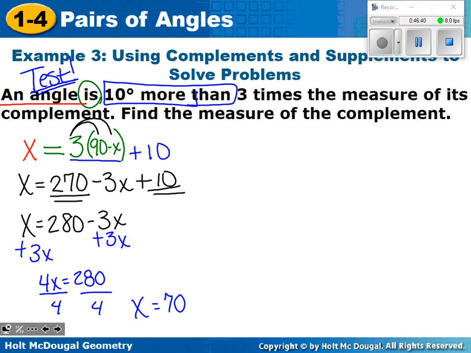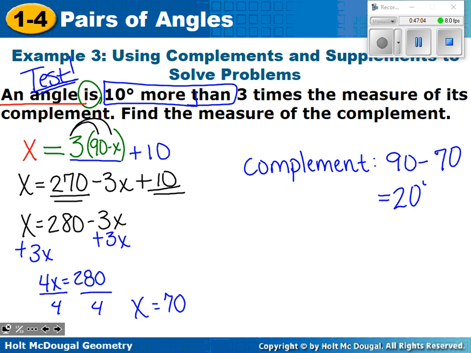Questions on finding x? Is that our answer? No, because remember, what did we let x represent? The angle, but what are we looking for? The complement, and the complement is defined to be 90 minus the angle, so our complement's going to be 90 minus 70, which is 20 degrees. Questions on the algebra way of just dissecting it word by word?